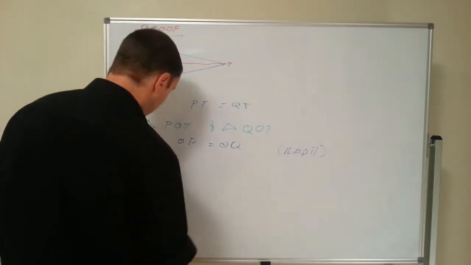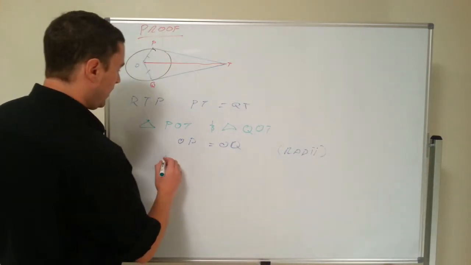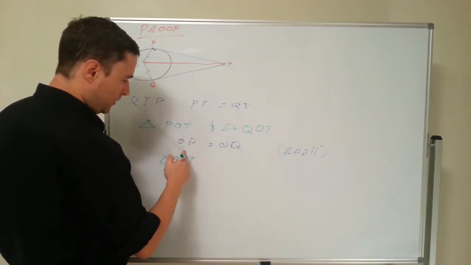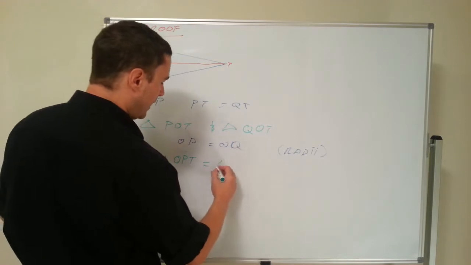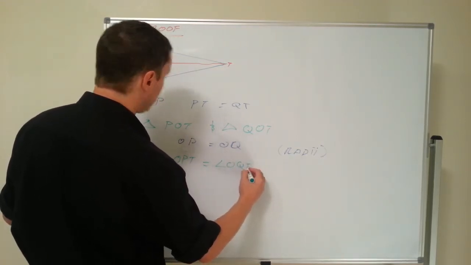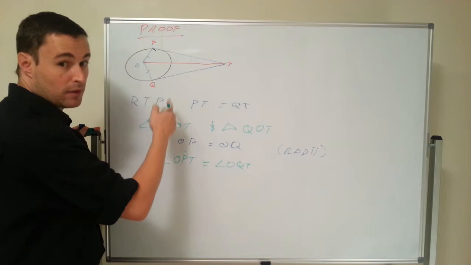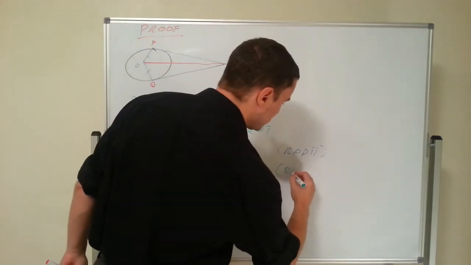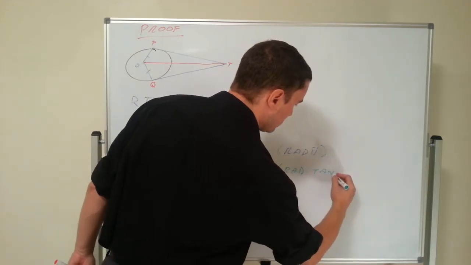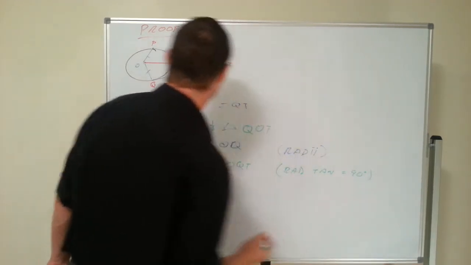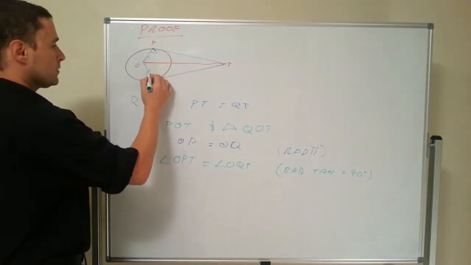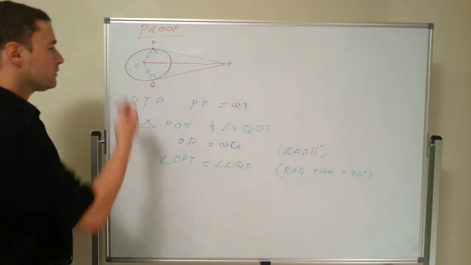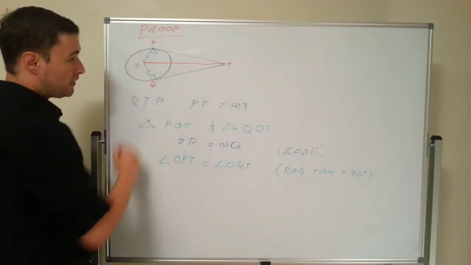Angle OPT is equal to angle OQT, and they're actually equal to 90 degrees, because a radius meets a tangent at 90 degrees. It's one of the circle theorems, so this is something you can probably get after you've done the circle theorems. So the radius meets a tangent at 90 degrees, so those two are equal.